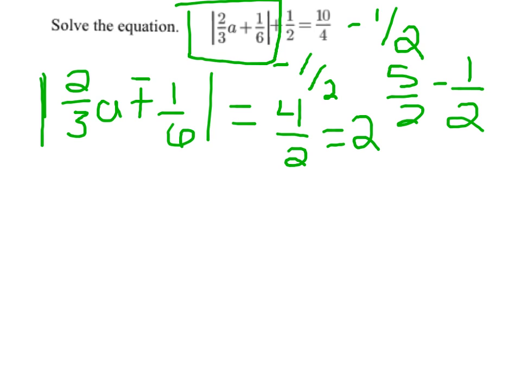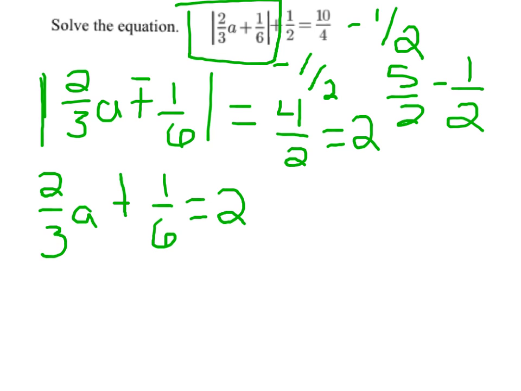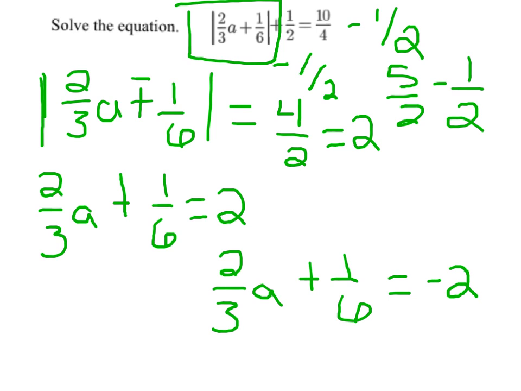Now, our next step is once we see that they're absolute values, we then break it into two separate equations. So we know that 2/3 A plus 1/6 is equal to 2. We also know that 2/3 A plus 1/6 is also equal to -2. We get the -2 because we know absolute values equal the positive number on the right side as well as the negative number on the right side. So we now have our two separate equations. Our next step will be to solve both of them.